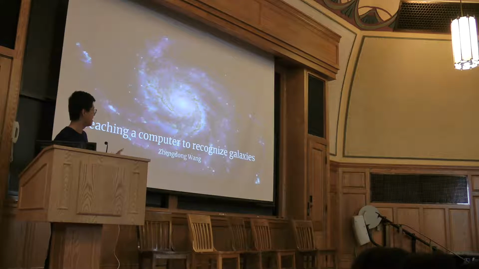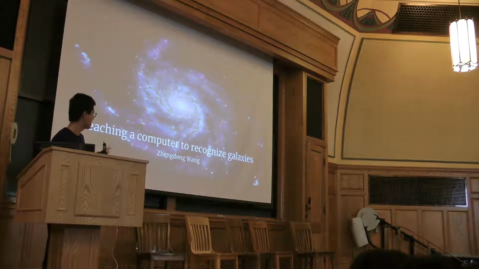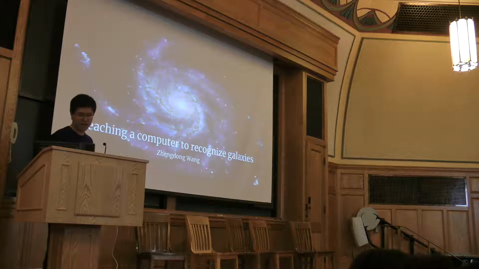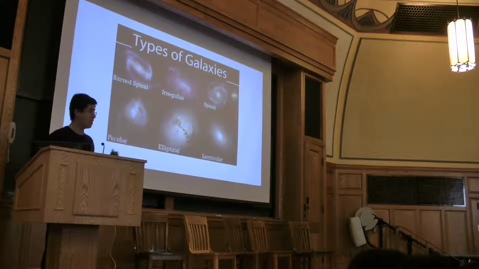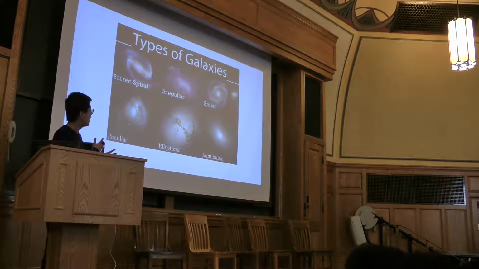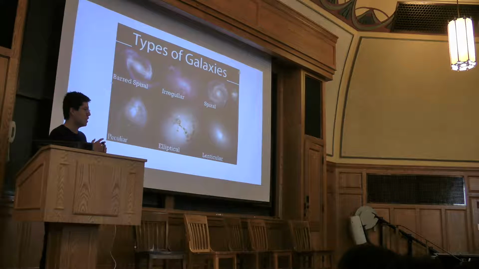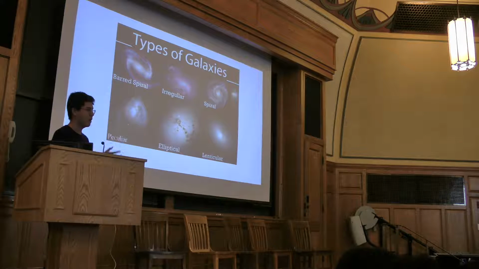And in the background, you see a really beautiful picture of the Pinwheel galaxy taken by Hubble. But unfortunately, we have tons of different types of galaxies. So when we talk about teaching a computer to recognize galaxies, we're talking about teaching it to say this galaxy is spiral or elliptical, and all these different kinds of shapes.